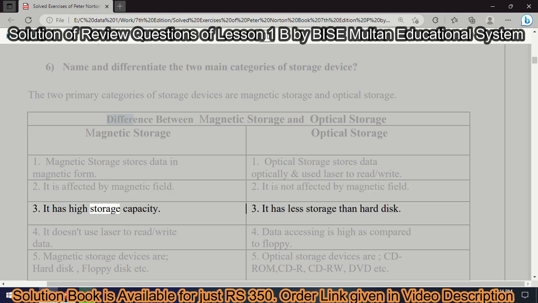3. Magnetic storage has high storage capacity. Optical storage has less storage than a hard disk. 4. Magnetic storage doesn't use a laser to read and write data. Optical storage data access speed is high as compared to a floppy. 5. Magnetic storage devices are hard disk, floppy disk, etc. Optical storage devices are CD-ROM, CD-R, CD-RW, DVD, etc.